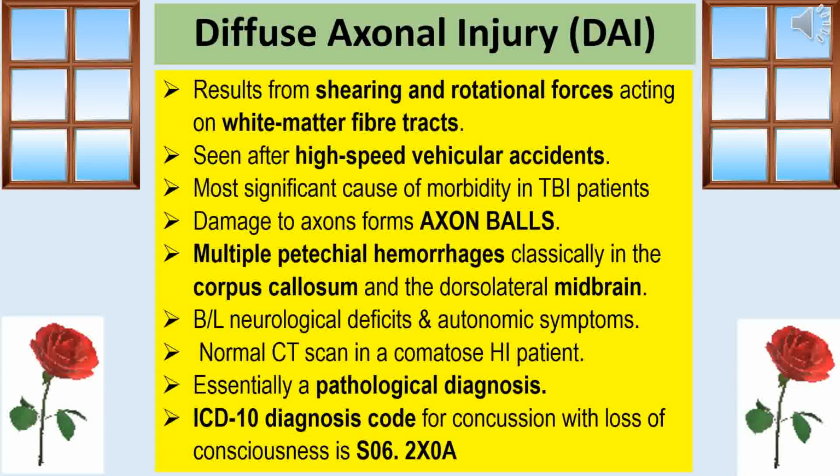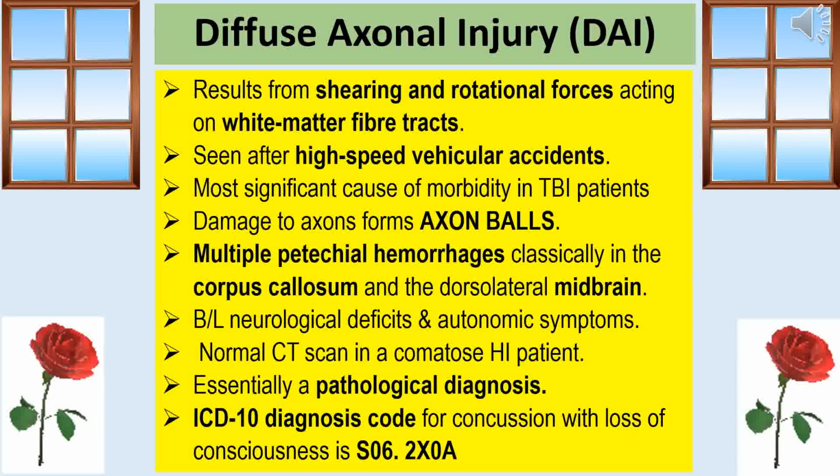In more severe cases, multiple petechial hemorrhages can be seen, especially on MRI, classically in the corpus callosum and the dorsolateral midbrain. Usually patients present with bilateral neurological deficits affecting the cerebral cortex, corpus callosum and dorsolateral rostral brainstem. Because of brainstem involvement, autonomic symptoms may be prominent. Diffuse axonal injury or DAI is a frequent cause of persistent coma in patients with head injuries.